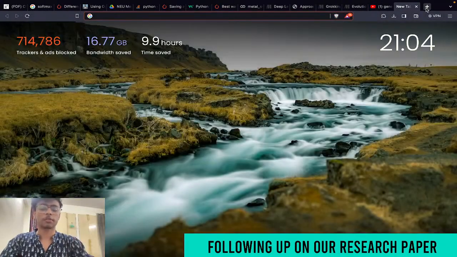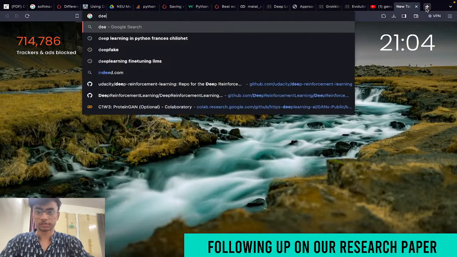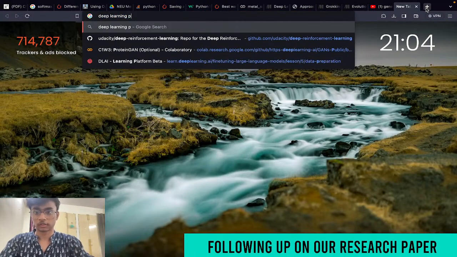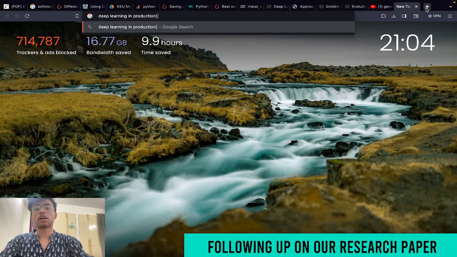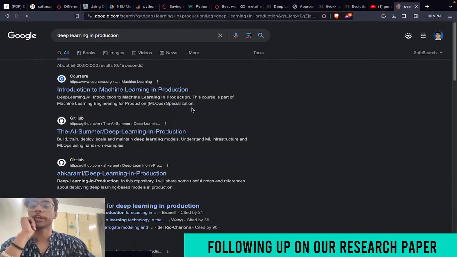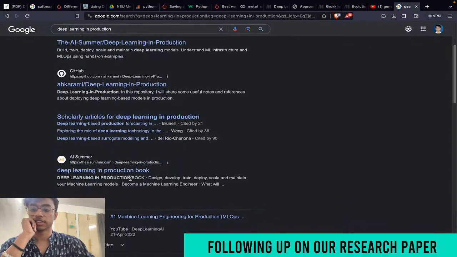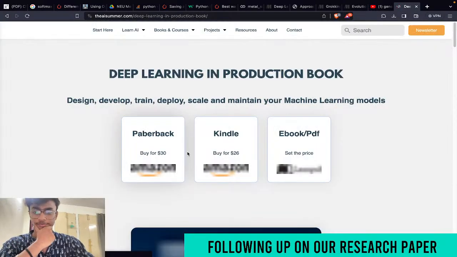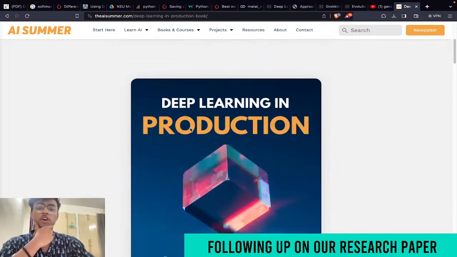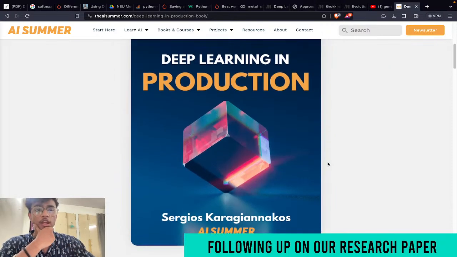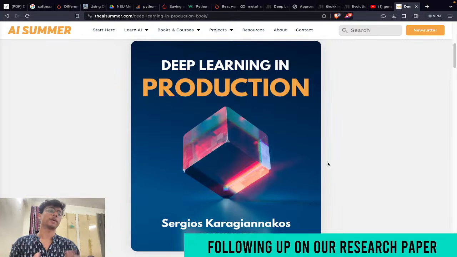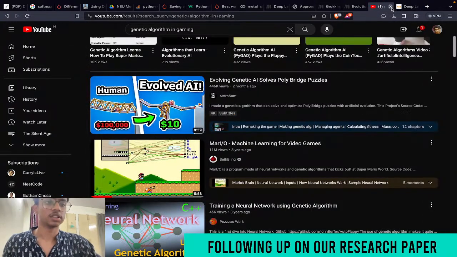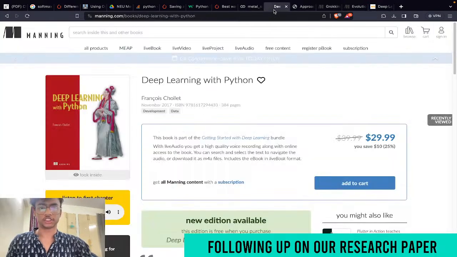Other than that, I'll also recommend a book, Deep Learning in Production. This is for someone who is looking into DevOps. Where is it? Yeah, by AI Summer. This book basically teaches you how to make production-ready, deployment-ready machine learning and deep learning models, and definitely one of the recommended books. So these are a few of the book recommendations from me.